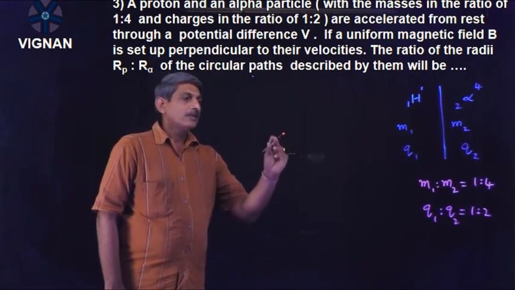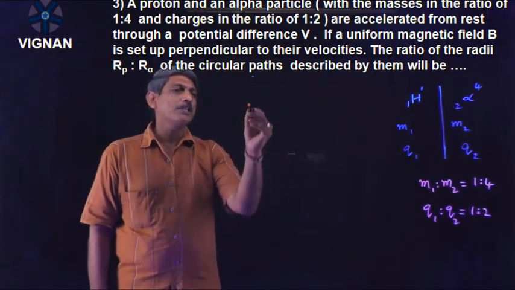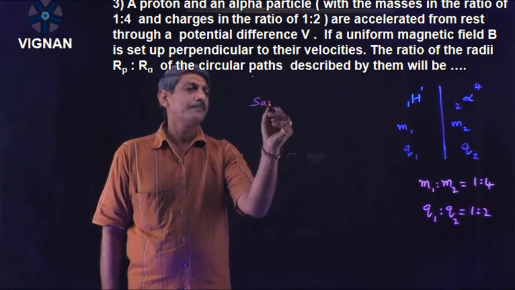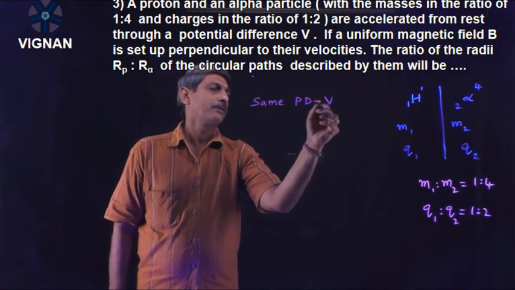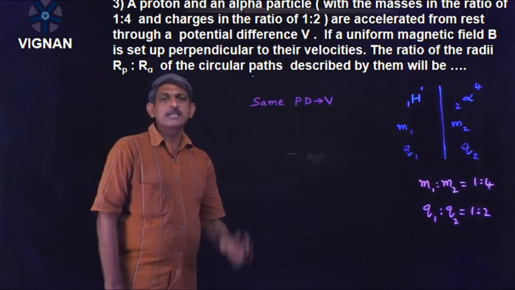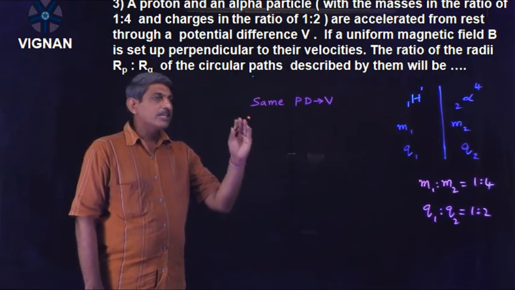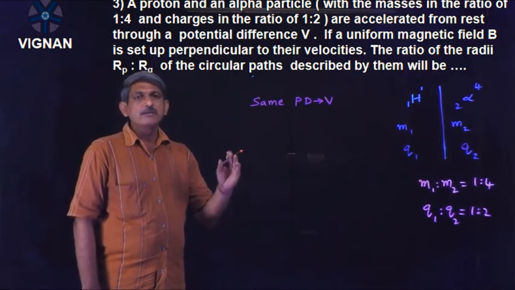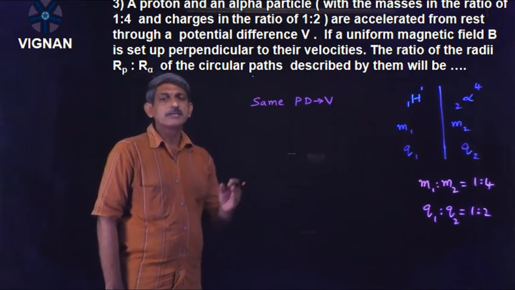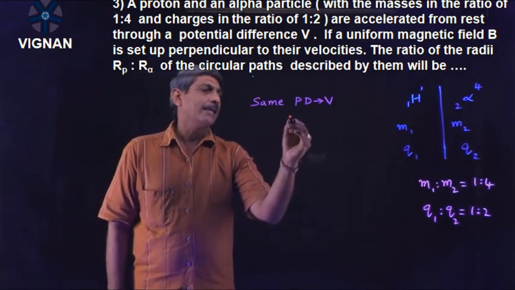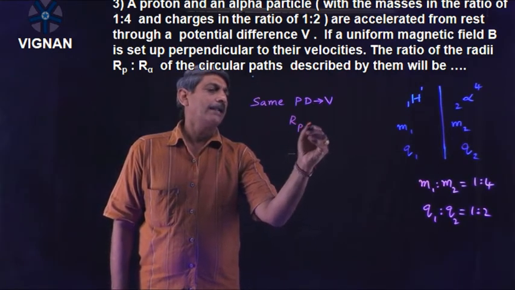Now these two particles are accelerated by the same potential difference V naught. Whenever these particles enter the magnetic field, we know that they describe circular paths. We want to determine the ratio of the radii of the proton and alpha particle.